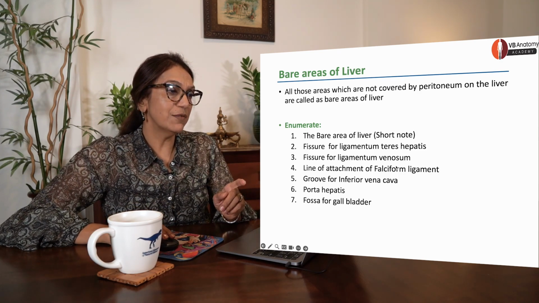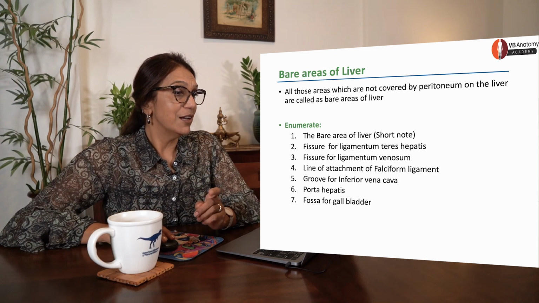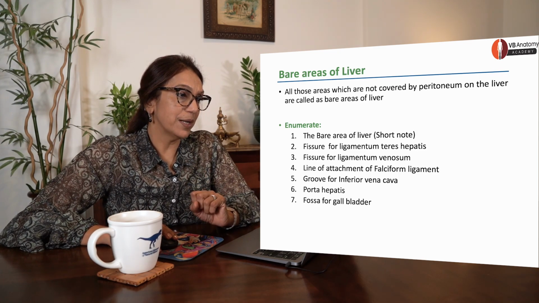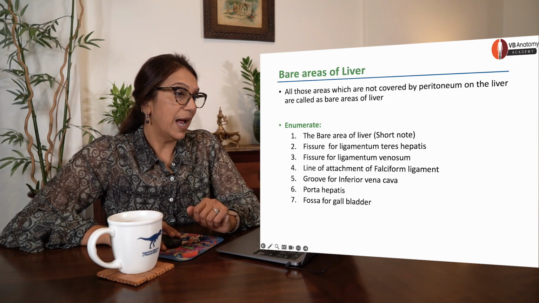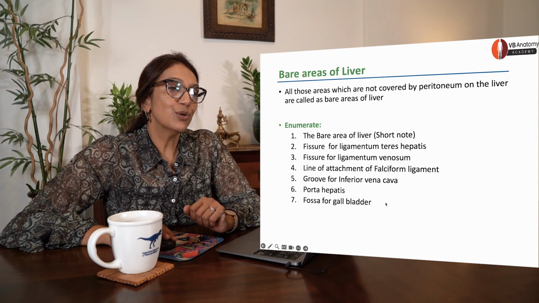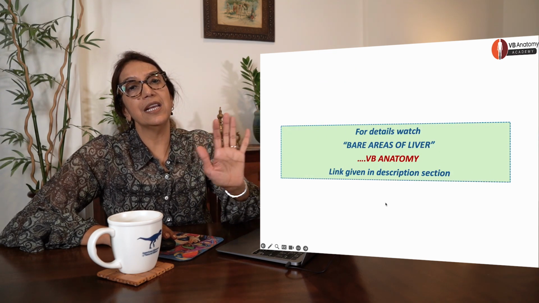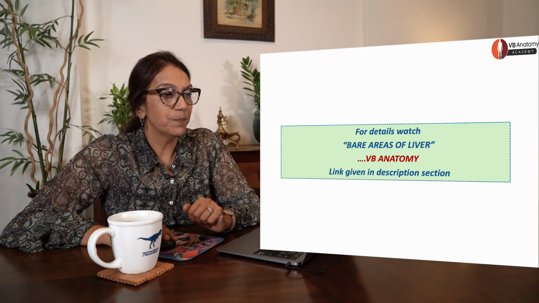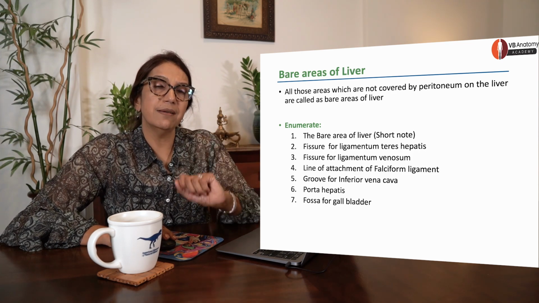Between the fissure for ligamentum teres hepatis, where two folds of peritoneum meet, fissure for ligamentum venosum, line of attachment of falciform ligament, groove for inferior vena cava, groove for gallbladder, and porta hepatis. A lot more about this is discussed in my lecture on bare areas of liver, so you can go watch that to understand this a little better. The enumeration and the bare area of liver are covered in that lecture.